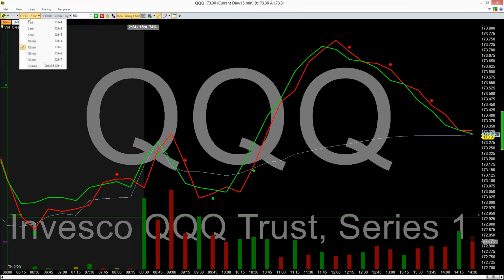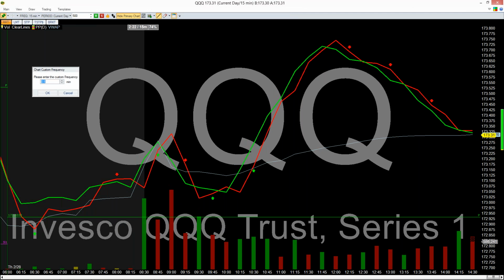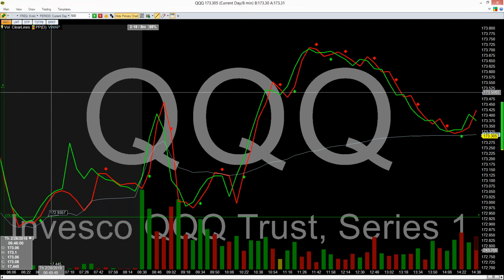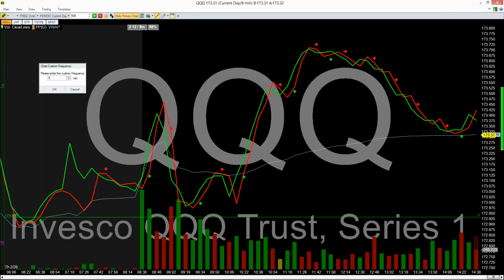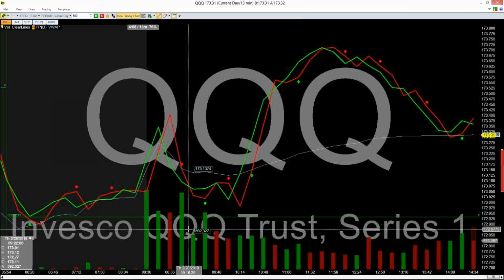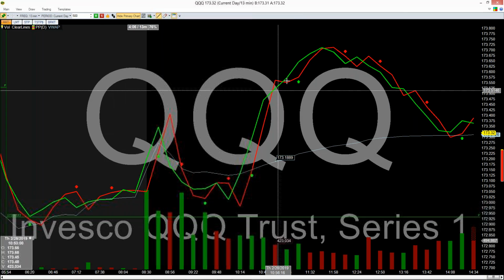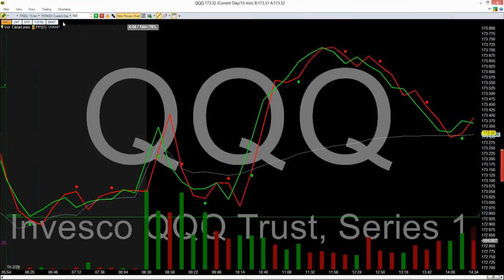Or if you want to use a Fibonacci number, how about an 8 minute? Or a 13. 13's a Fibonacci number. Well, like we used to use on Wise Trade. We used to use a 13 minute. Couple good moves up and down today using the 13 minute.